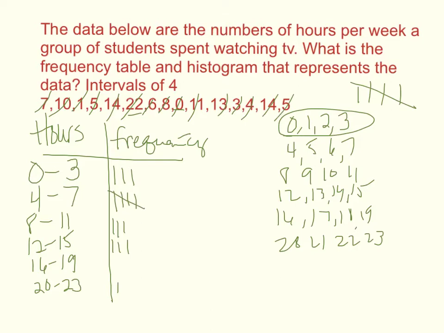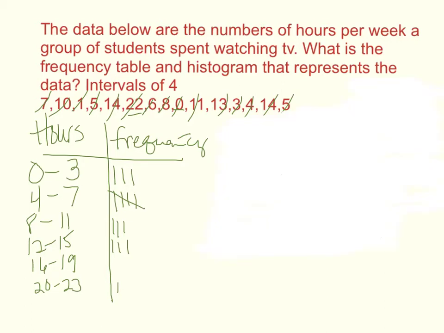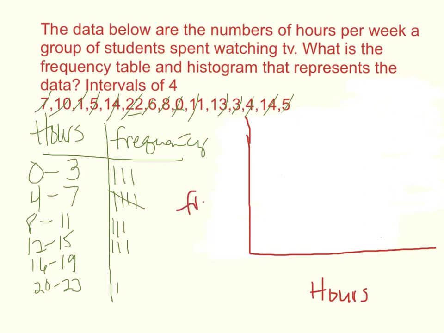Okay, all right, now we're going to do a histogram. A histogram is just like quadrant 1 in our coordinate grid, and the histogram is going to look exactly like the frequency table. Our X is our hours, and this is the frequency. This has to match up to these numbers. So my largest number is 5, so I need to put 5 units here.